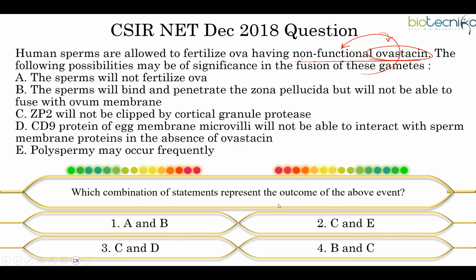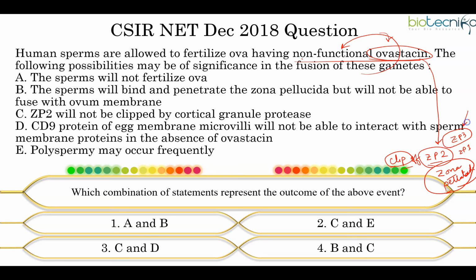Since I told you ovastatin is released from the cortical granule, you must know the function of ovastatin. The function of ovastatin is to destroy ZP2. So it will be clipping of the ZP2. ZP2 is a component of the zona pellucida, which is the extracellular layer present outside the plasma membrane. This is in case of mammals. Zona pellucida has 3 parts: ZP3, ZP2 and ZP1.